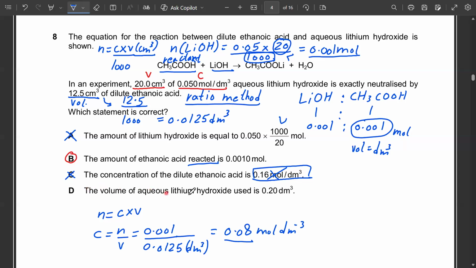The D option says the volume of aqueous lithium hydroxide used is 0.20 decimeter cube. So we can see in that question, in the statement, it said 20 cm³ of the lithium hydroxide was exactly neutralized. That means reacted completely with the acid. However, in the option it says 0.20 decimeter cube. So it is contrasting with the unit. Centimeter cube versus dm cube. They are not the same. So that's why D is also incorrect. I hope it's clear to everyone.